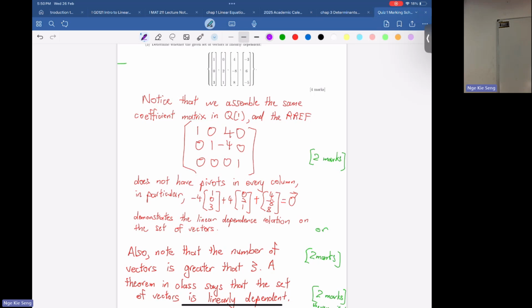The other way is what Edward says: use the theorem. The number of vectors is greater than the number of entries. Any other method you use that I didn't list here? Anyone? Do you have any other method? I will post this to the Moodle also later for you to refer to. Any other method? No?